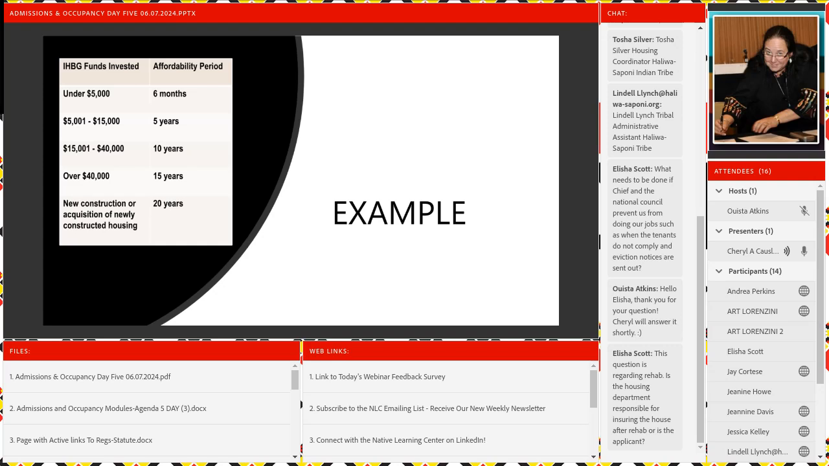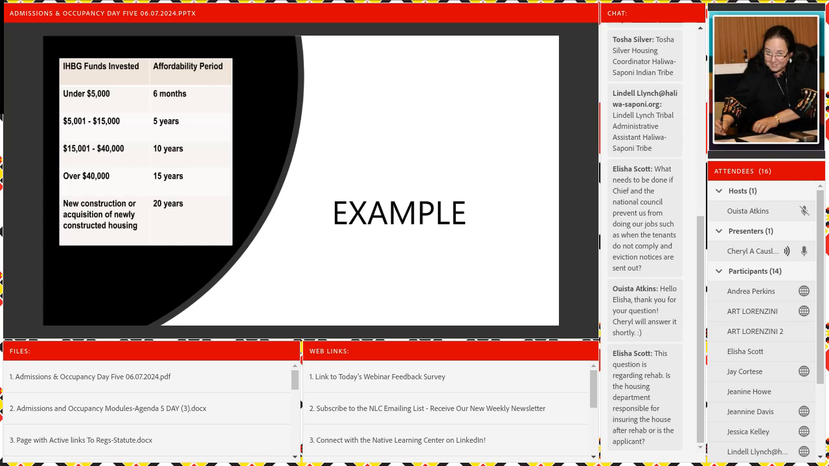Okay, so useful life. This is the example that is used most in Indian country. I believe it comes from the home program. Under 5,000, a 6-month affordability period. 5,001 to 15,000, a 5-year affordability period.